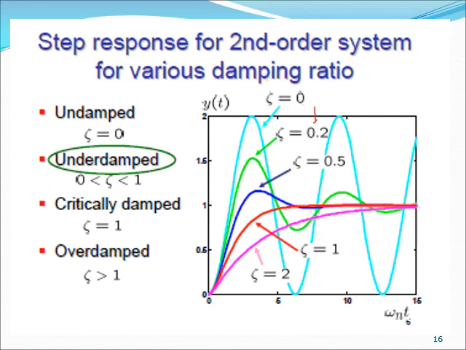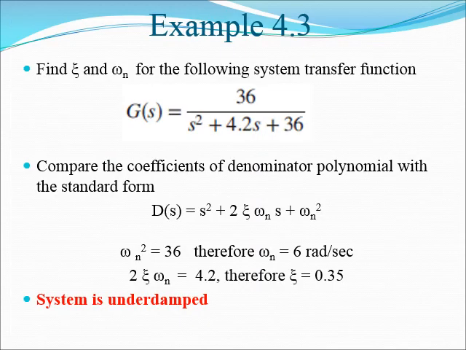So this takes care of our slides. Before we finish, we have a simple example. This example is from your book, example 4.3. We are given a second order system transfer function, and remember this is also 1 here. If there is no 1 here, you have to divide before you can compare with our standard form, s square plus 2 zeta omega n s plus omega n square.